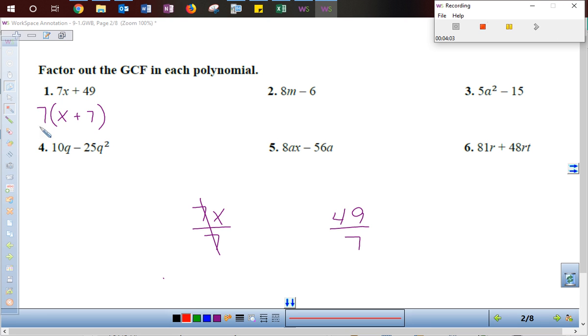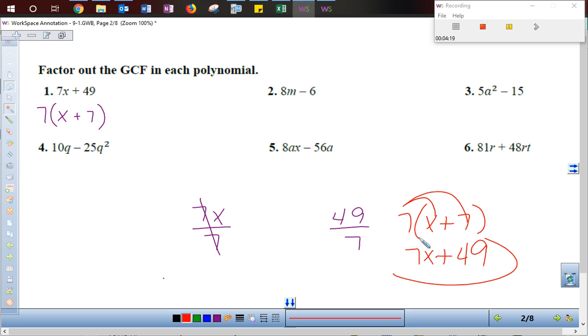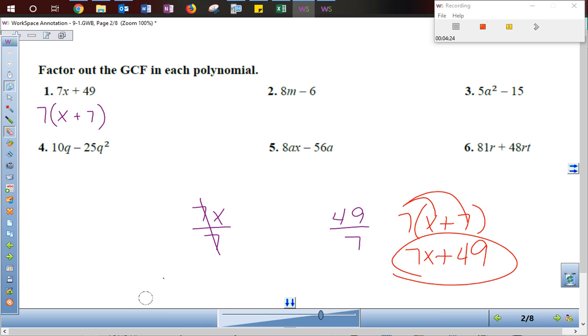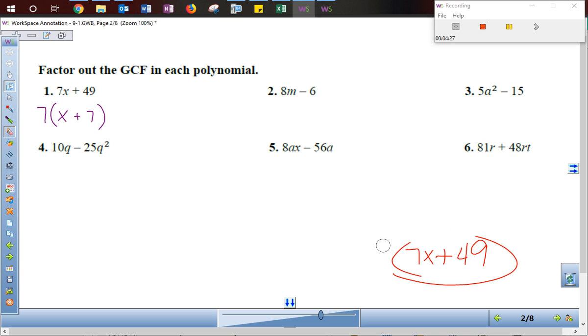Now, if I were to give you a problem like this, 7 times the quantity of x plus 7, you would be tempted to distribute that 7, and you would end up with 7 times x, which is 7x, and 7 times 7, which is 49. And if you look, that's exactly what we started with up here. So when you factor out the greatest common factor, what it really is is reverse distribution.